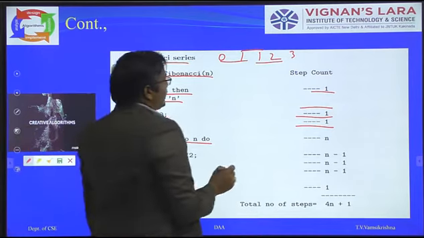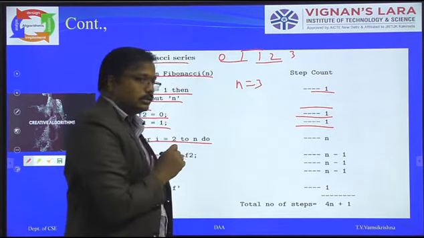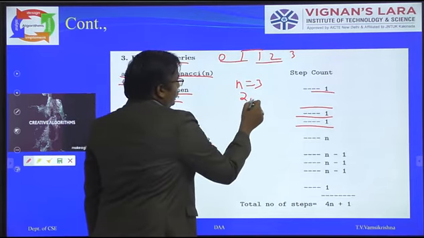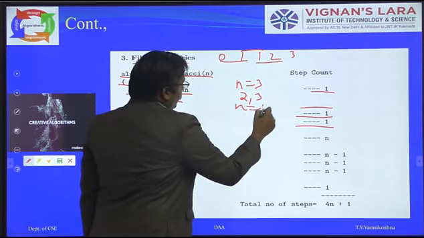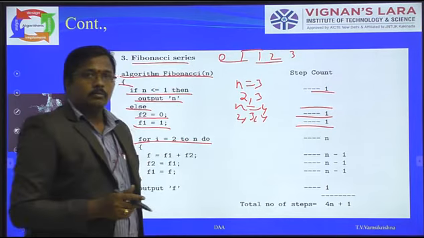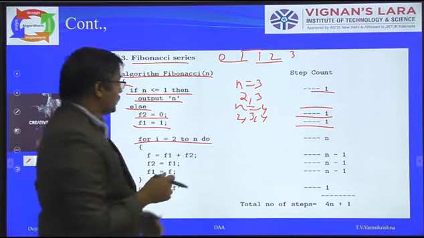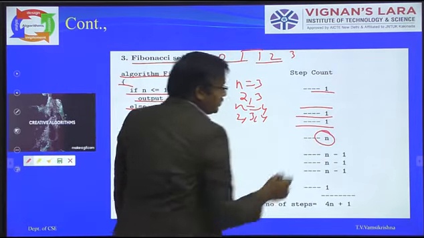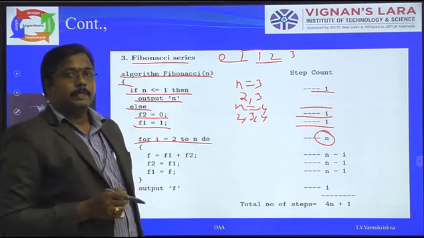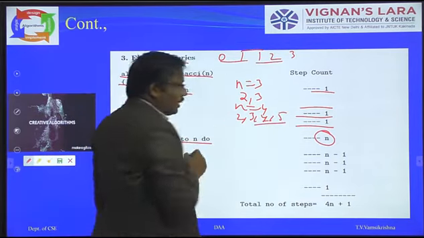Suppose n value is 3. What are the possible values here? 2, 3. Suppose n value is 4. What are the possible values? 2, 3, 4. We need to check how many times the loop is iterated. So n times is iterated. Why? Because when n value is 4, the 5 is also done.